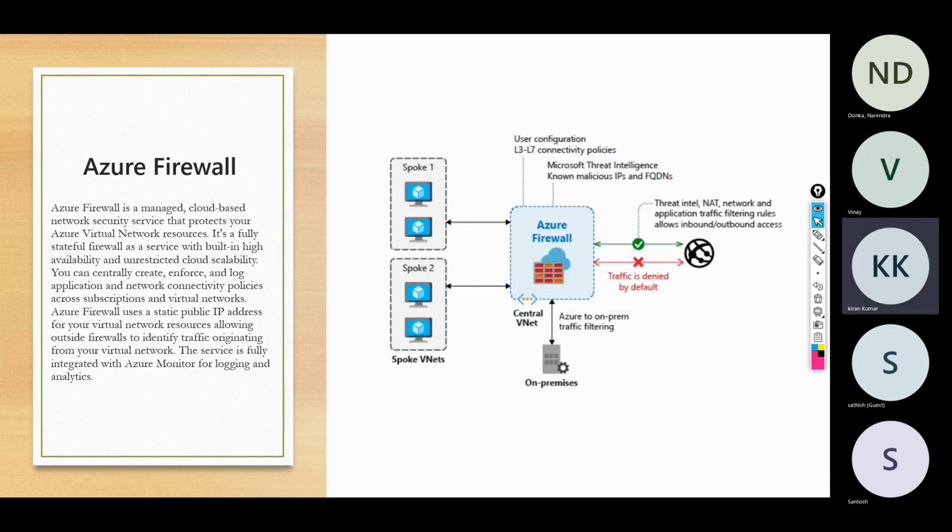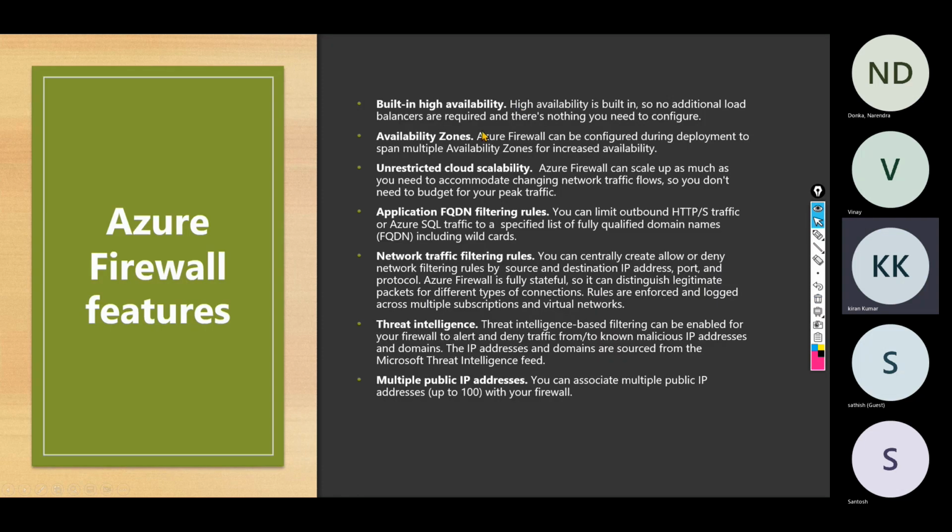So a few more features. It's built in with high availability. However much load is getting to the firewall, it will be able to handle it because it automatically scales in and scales out in the backend. There's nothing to do from our end, guys. That means however much traffic is coming, the firewall is going to handle it accordingly in the backend. So no need to worry about that.